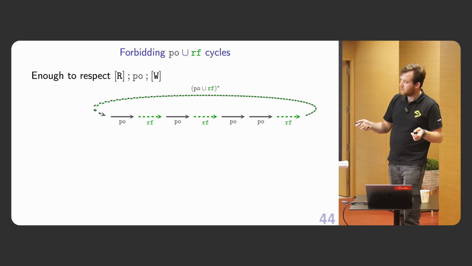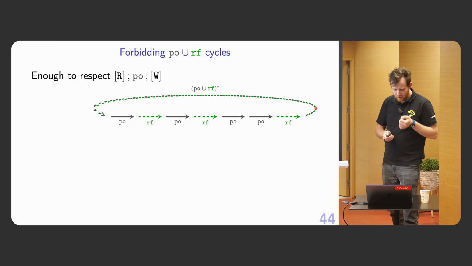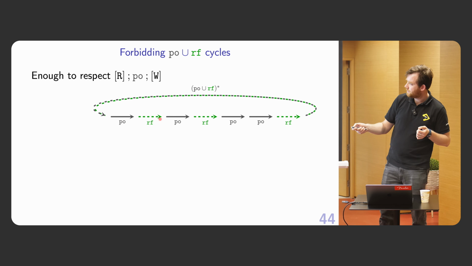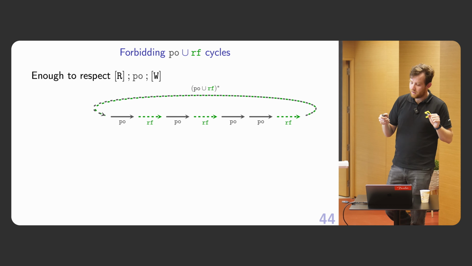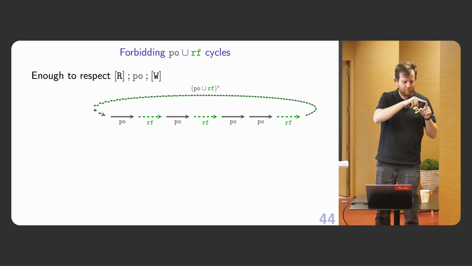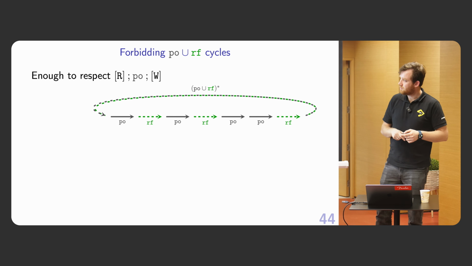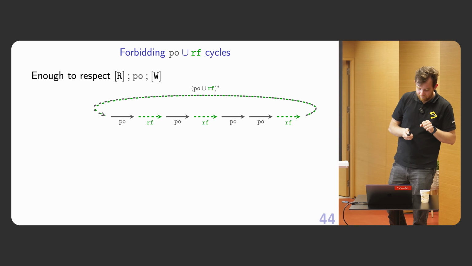Suppose we have a cycle of po and RF edges, right? Like this. Yeah, so we have some alternating po and RF, then we may have a couple of po edges. We couldn't have two RFs one after another, because RF edges go from write to read, and then we would have to go once again from write to read, but reads and writes are different memory accesses, so there couldn't be two RF edges one after another.